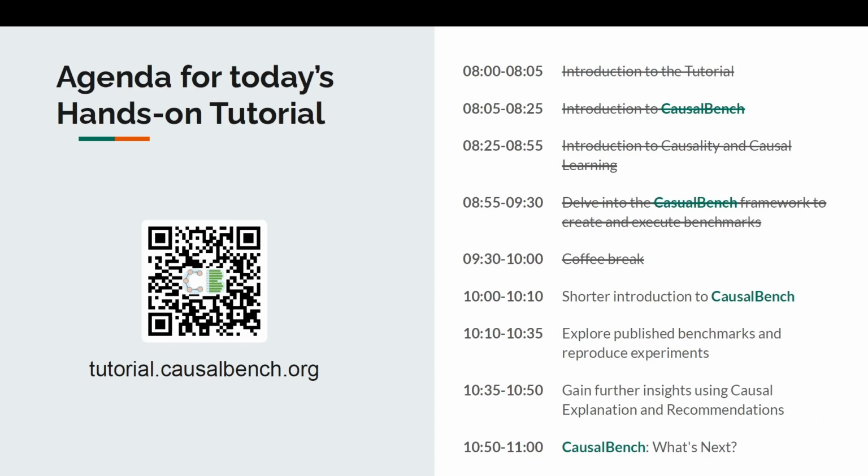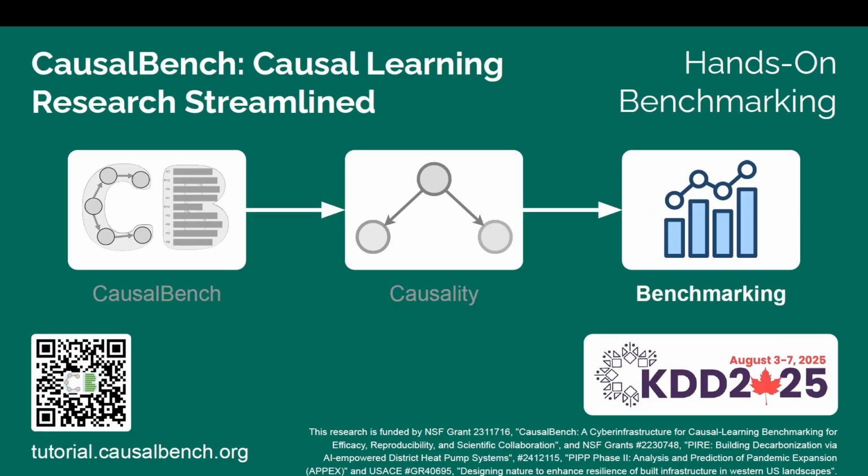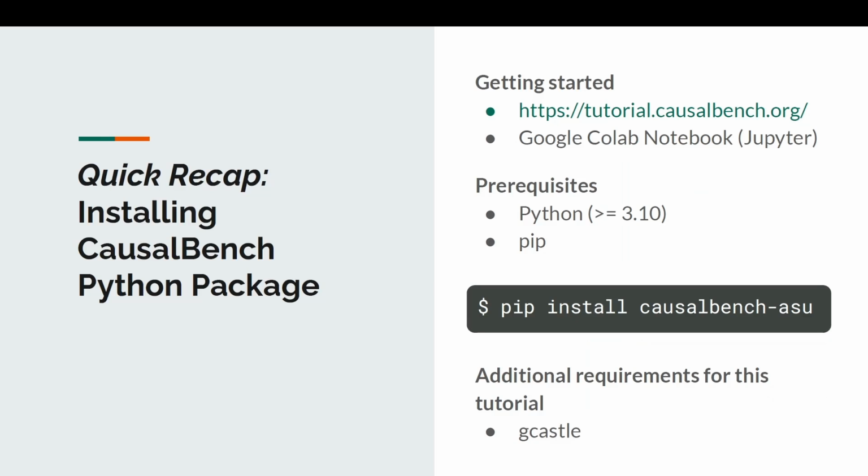For the rest of the tutorial, we will explore the other benchmarks which are already published onto CausalBench. We will reproduce some of the experiments published onto CausalBench, and after that, we will use the causal explanation module to gain further insights into some of the experiments that were published onto CausalBench, and then we'll go over the plans we have for CausalBench in the future. With that, we'll move on to the benchmarking.